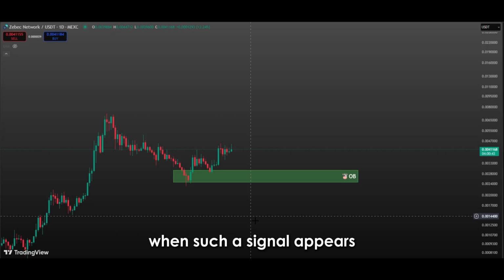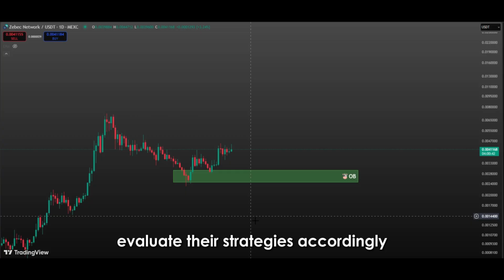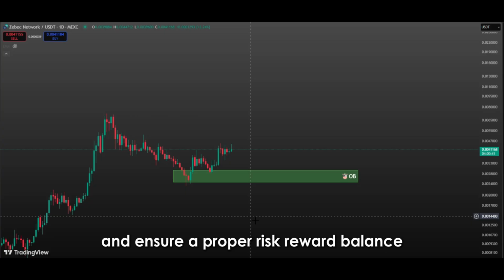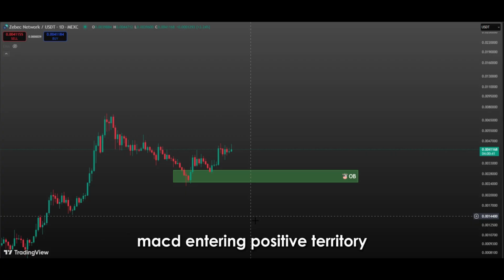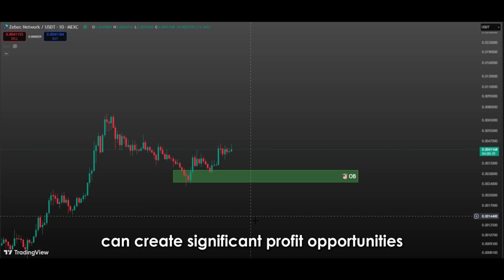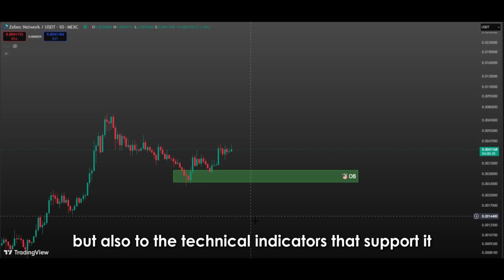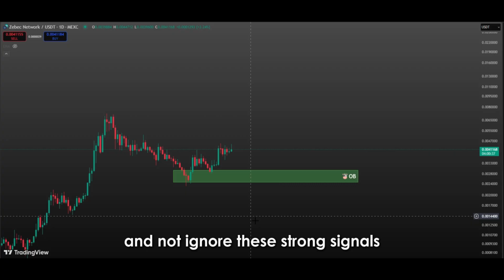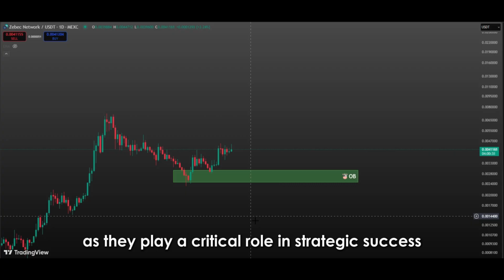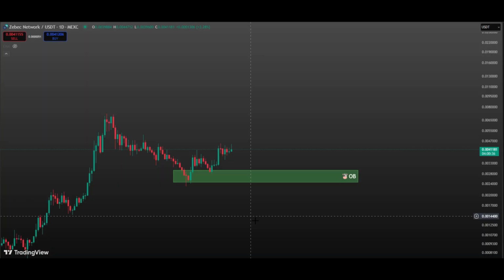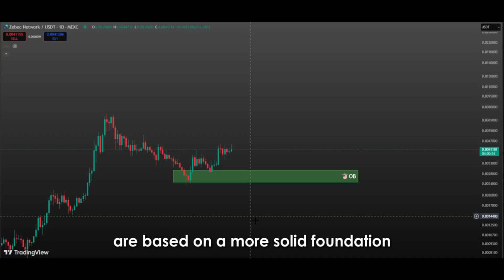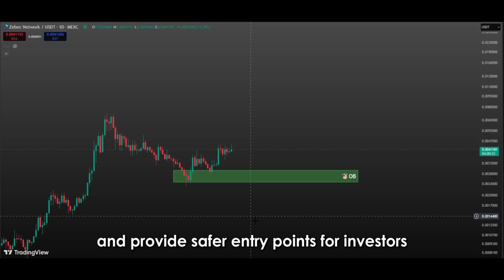When such a signal appears, investors should reevaluate their strategies accordingly and ensure a proper risk-reward balance. MACD entering positive territory, when combined with proper timing, can create significant profit opportunities. Therefore, investors should pay close attention to not only price, but also to the technical indicators that support it, and not ignore these strong signals as they play a critical role in strategic success. Especially when such positive signals are confirmed across multiple timeframes, investment opportunities are based on a more solid foundation and provide safer entry points for investors.